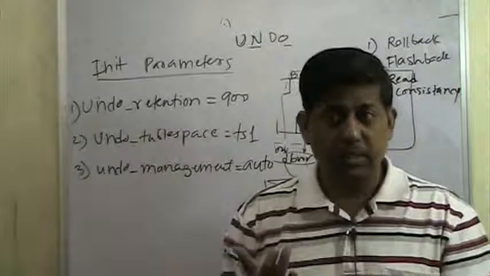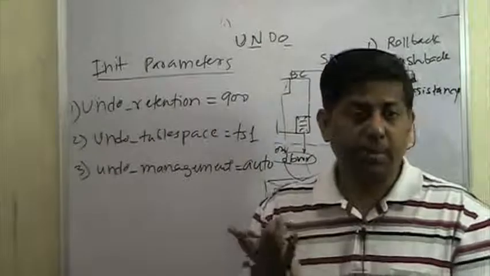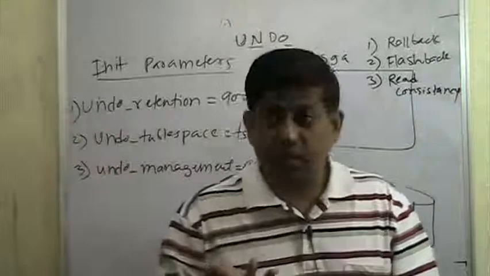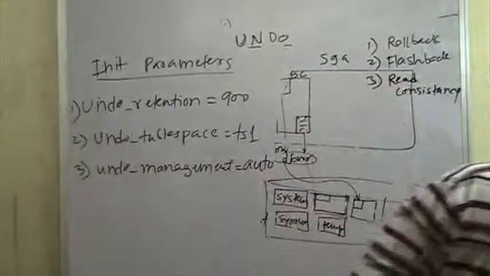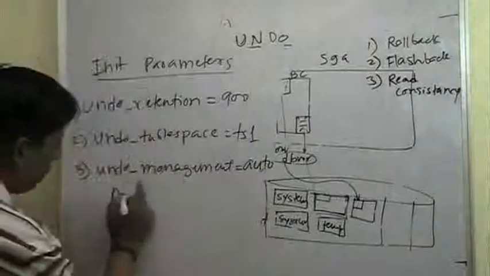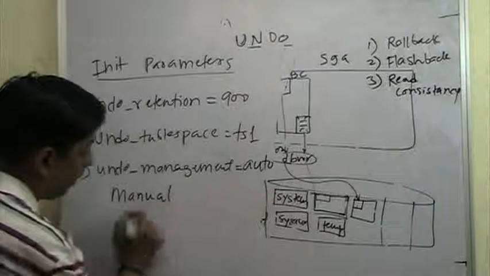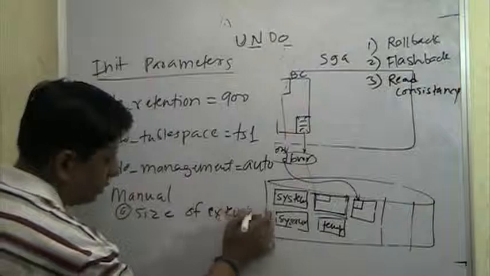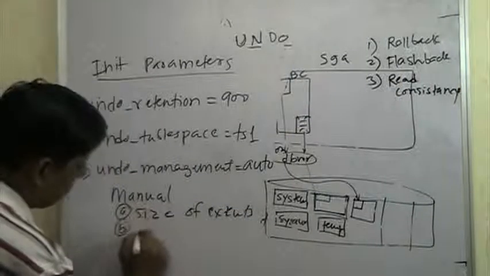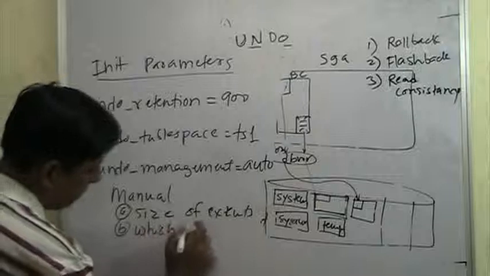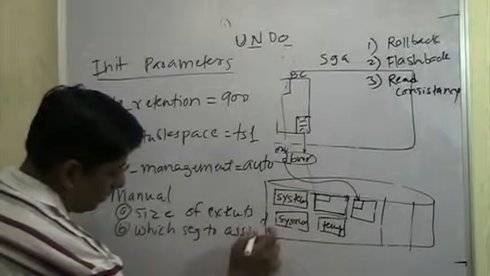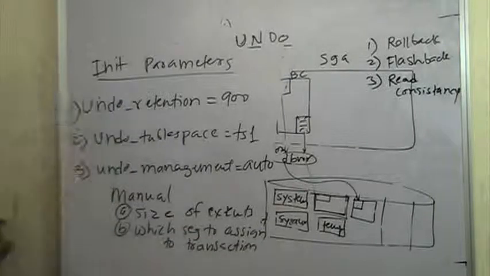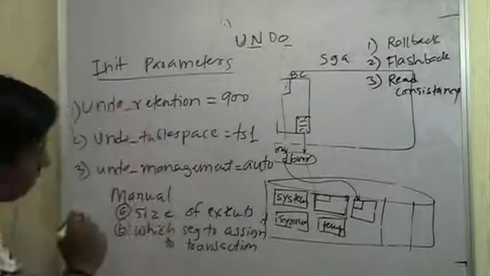So sizing is determined by the commands that the DBA will execute. Which segment to assign to whom can be decided by the DBA. So that is also automatic in auto mode, and the most important thing, that is also manual in manual mode. So what is manual? In manual, the size of the extents inside that segment, and which segment to assign to a transaction, is also decided manually with certain commands.